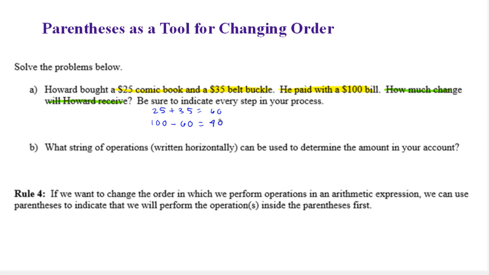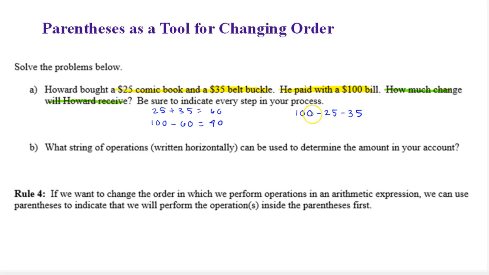Another way we could think of this is, well, he paid with a $100 bill, so he had 100, and then we could subtract off the 25 and also subtract off the 35. Now, this may seem a little bit weird because we can think of combining the two costs. But if we're going to perform these from left to right, we don't want to put a plus here because then we would be adding $35 instead of subtracting.